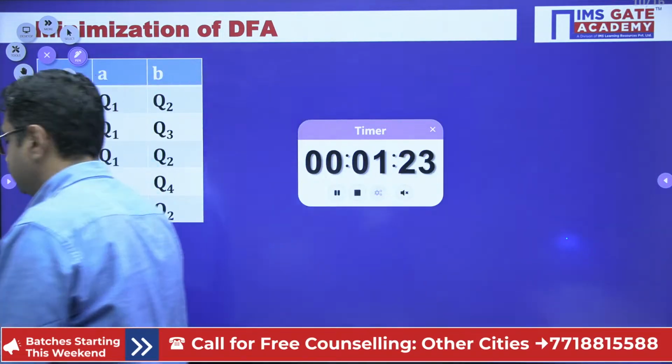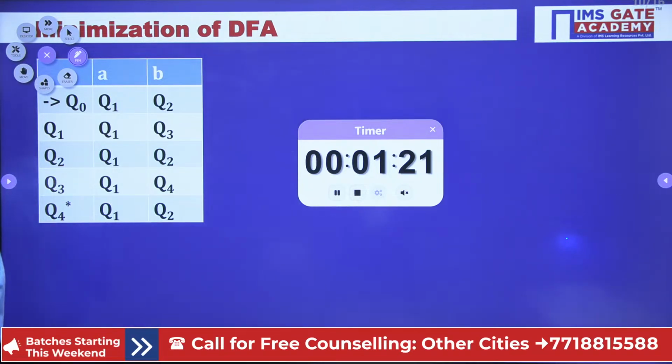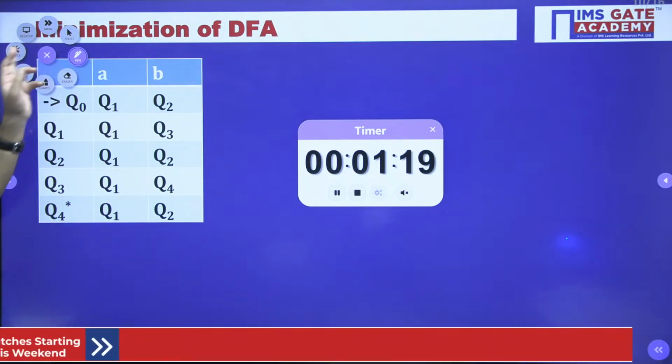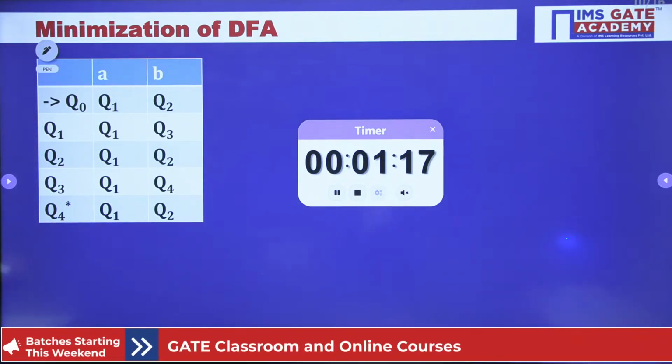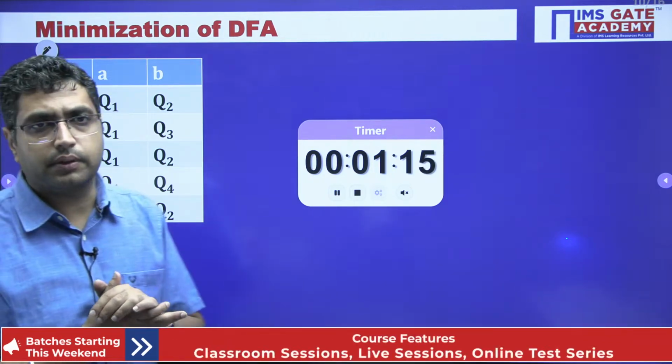This question asks how many states will get in the minimized DFA. This is basically the transition table which is given to you.